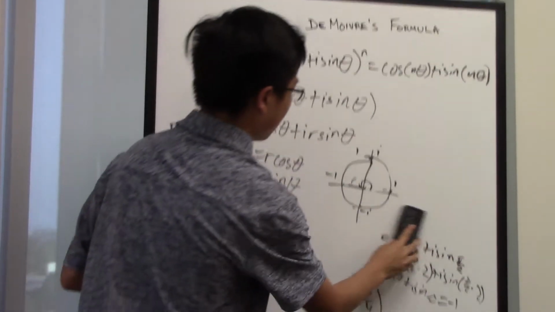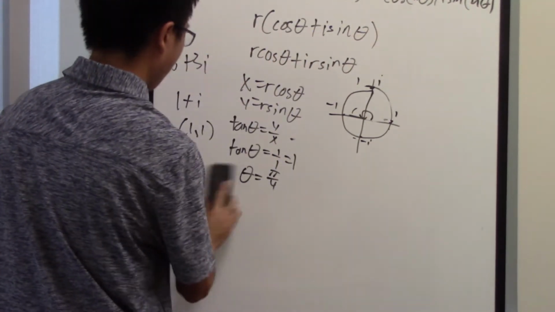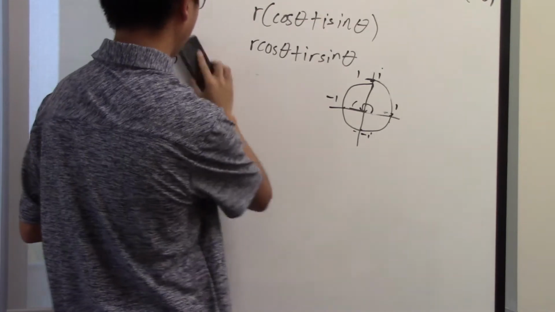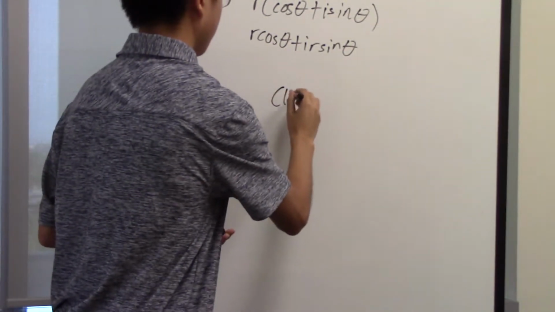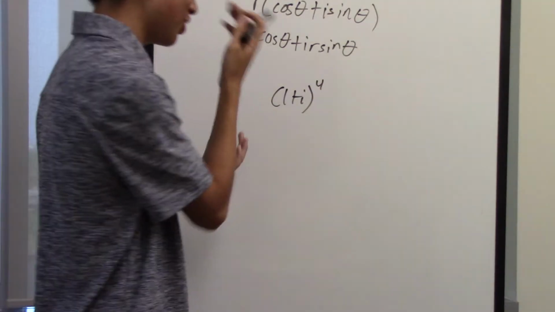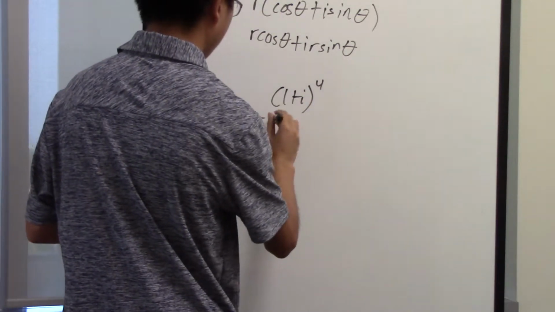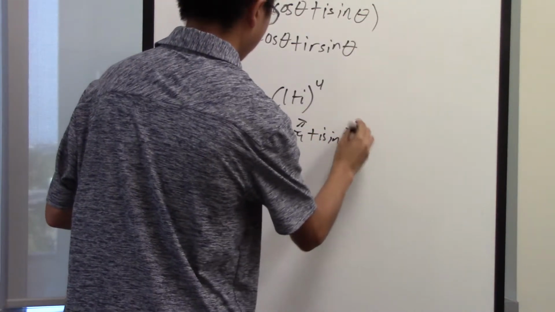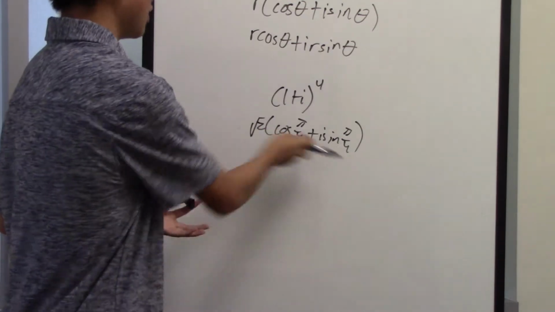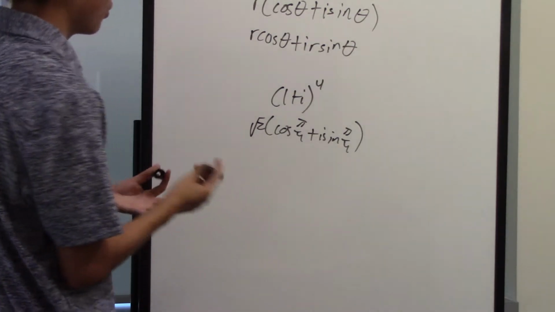Now we're going to go through an example of how to use DeMoivre's formula to be able to calculate the powers of complex numbers a lot easier. So let's take 1 plus i to the power of 4. We already took the polar form of this number. It was root 2 times cosine of pi over 4 plus i sine of pi over 4. Now we can see that this can't exactly fit into DeMoivre's formula since we have a radius of the square root of 2. Well, we can actually get around this pretty easily.